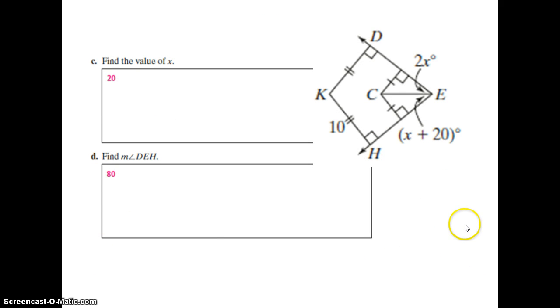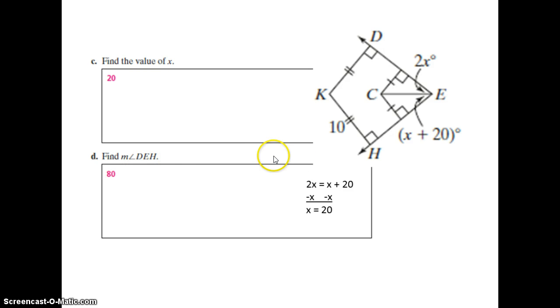All right, last two. Find the value of x. So we have here an angle bisector because from C to the edge here is the same as from C to the edge here. So that makes that an angle bisector. So we can do the algebra here. This angle and this angle are equal to each other, so let's do that. And we end up with x equaling 20.